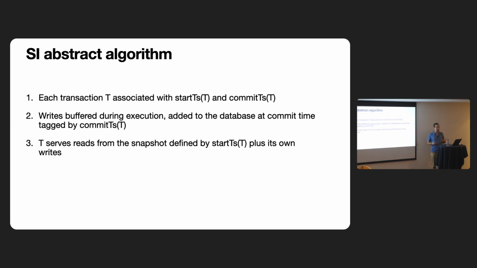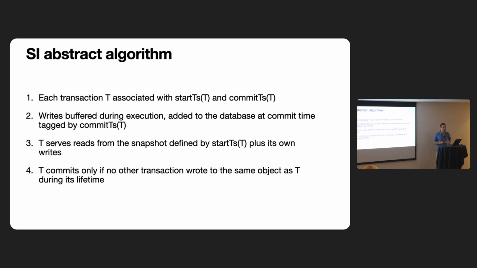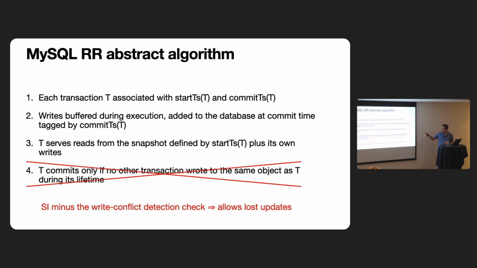And then there was the write conflict detection rule, where a transaction can commit only if nobody else wrote to the same data during this transaction's lifetime. And so what the MySQL repeatable read algorithm does is just delete this last clause over here and say we won't do write conflict detection because it's great. We don't even have to acquire write locks, right? So it's just so performant. Yes, it produces strange outcomes, but it runs really fast, right? And so that means this allows lost updates.